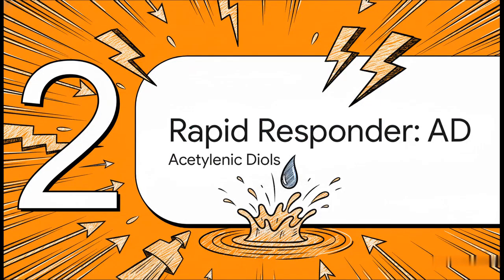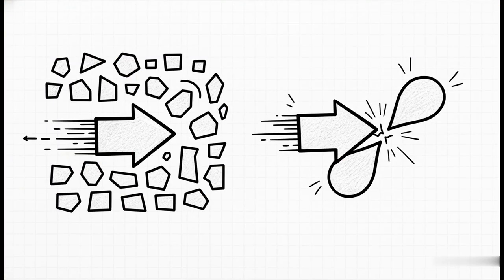All right, Section 2. Meet the rapid responder. Acetylenic Diols, AD. So if PES is our trench warfare master, AD is absolutely the blitzkrieg expert. It only cares about what is happening right now, in that exact fraction of a second when the coating hits the substrate. Picture AD like a lightning-fast messenger navigating a crazy obstacle course.